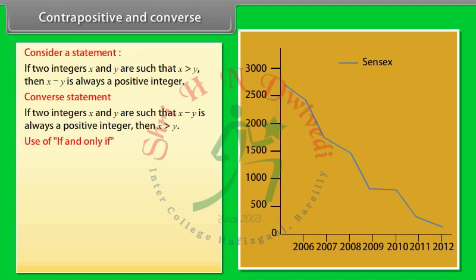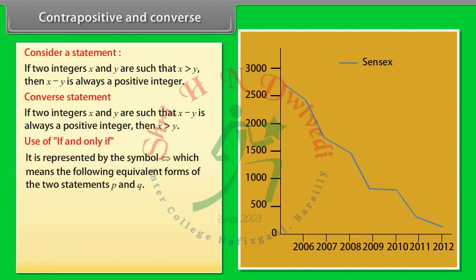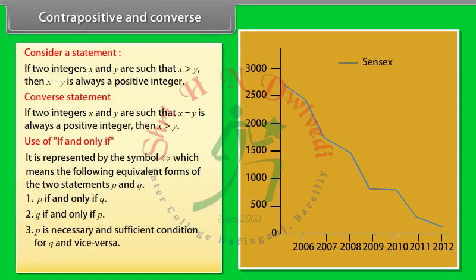Use of if and only if. It is represented by the symbol if and only if, which means the following equivalent forms of the two statements P and Q: P if and only if Q; Q if and only if P; P is necessary and sufficient condition for Q and vice versa; P if and only if Q.